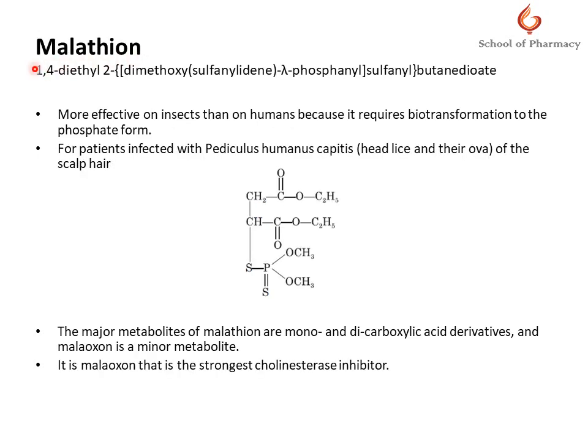Now the malathion. This is the IUPAC name of the malathion. Malathion is a strong cholinesterase inhibitor. The parathion was a weak cholinesterase inhibitor, and malathion is a phosphodithioate ester, and it is another effective pesticide, which is more effective on insects than on humans because it requires biotransformation to the phosphate form, and this biotransformation can only be carried out by the insect. So it is a poor reversible inhibitor of cholinesterase enzyme, and it is available as a light amber colored liquid having a sulfur like odor.